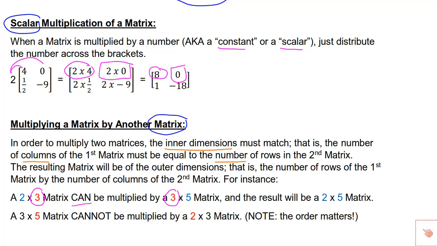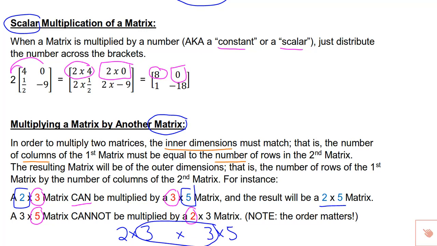They're both 3. The resulting matrix, the answer, will be the outer dimensions. So the result will be a 2 by 5. However, if I had a 3 by 5 and I'm trying to multiply that by a 2 by 3, that cannot be done because the number of columns in the first matrix does not equal the number of rows in the second matrix. 5 does not equal 3. However, if I switched the order, let's say I was trying to multiply 2 by 3 by 3 by 5, that would be okay because now the number of columns in the first matches the number of rows in the second.